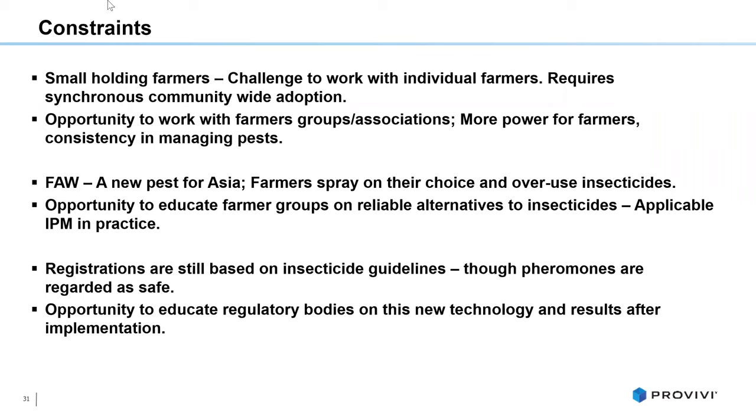The second is fall armyworm is a new pest for Asia. So farmers usually use more than required insecticides, number of applications, they're scared. So it gives an opportunity to educate the farmers and then initiate a dialogue of economic threshold levels. So as an IPM practice.